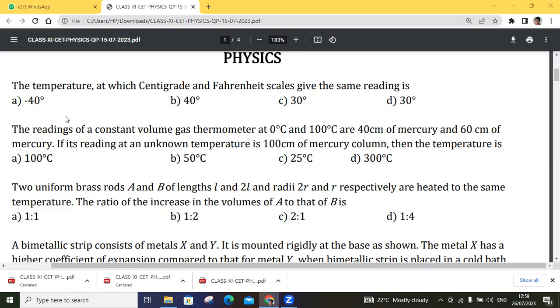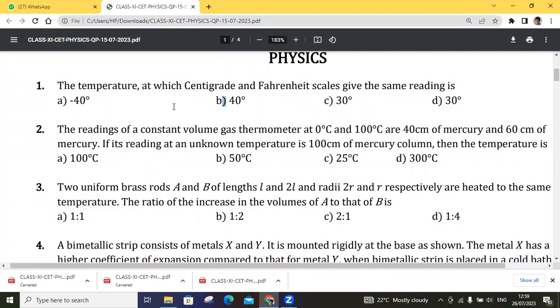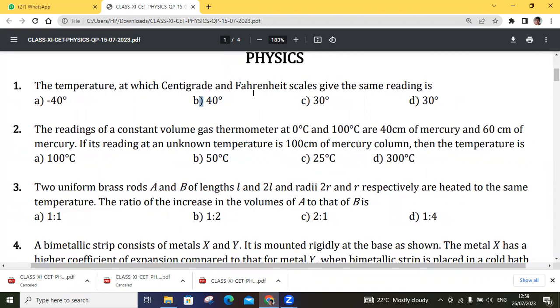The physics CET paper dated 15th July 2023. Start with the first question. What is the first question? The temperature at which centigrade and Fahrenheit scale gives the same reading, correct?